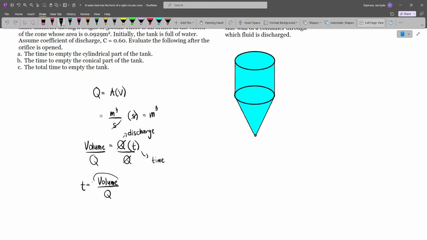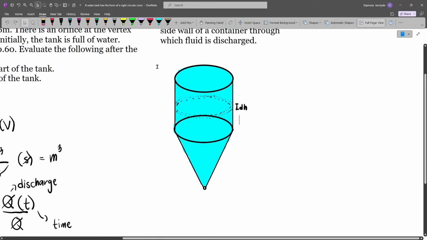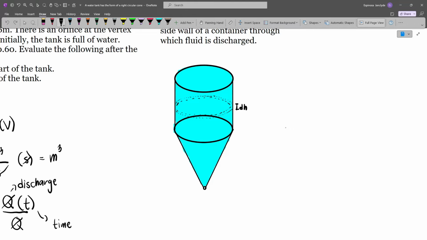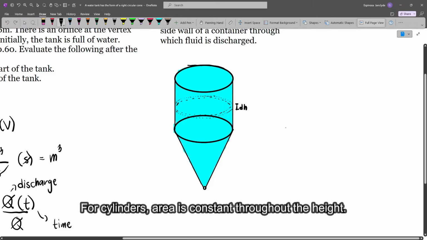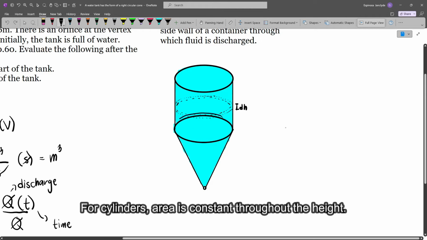However, itong volume natin dito, we will just actually consider a differential element. So let's say, ito. Yan. Now let's zoom in. This is our differential height. And then ito naman, this is our differential area. Now, for the cylindrical part of the tank, yung differential area natin is always the area of the circle. Kasi diba, at this height, yung area ng circle is pi d squared over 4. And then, the same yan dito, dito, and then, up to here.